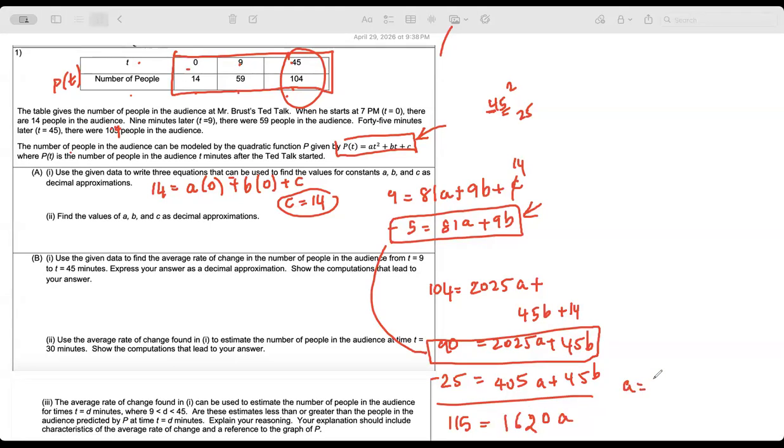1620a. A will be equal to, what did you guys get? Did you get 115 by 1620? What did you get in the calculator? Krish, what was your answer? I put a as negative 0.082. One second. Got a negative value. How come? I want to see why. What did I miss then?